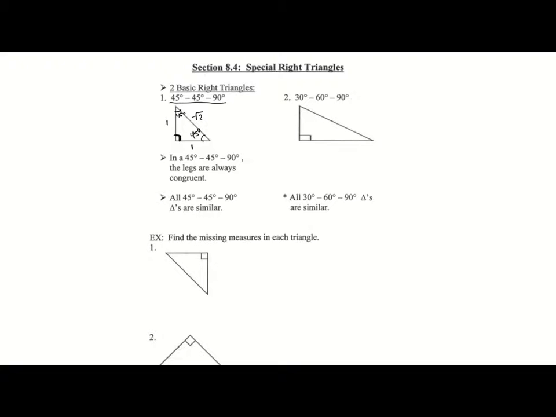In our 30-60-90 degree triangle, this means we have our 90-degree angle again. One angle is going to be 30 degrees and another angle is going to be 60 degrees. And the sides of this triangle, we are always going to have the side across from angle 30 is 1. The side across from angle 90 is 2. And the side across from angle 60 is the square root of 3.